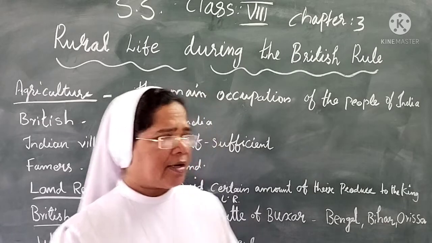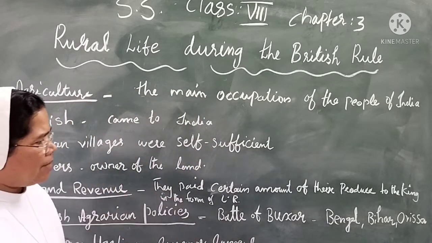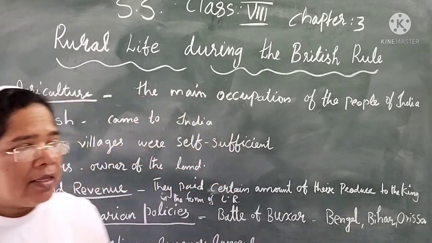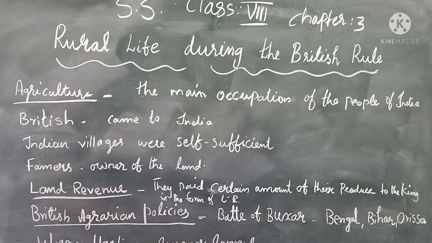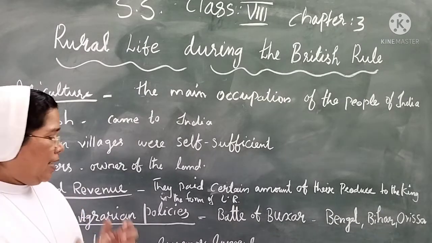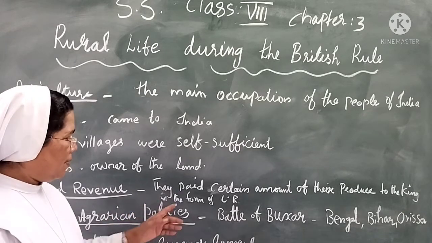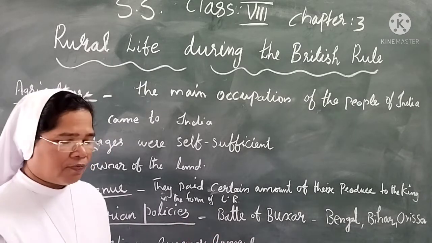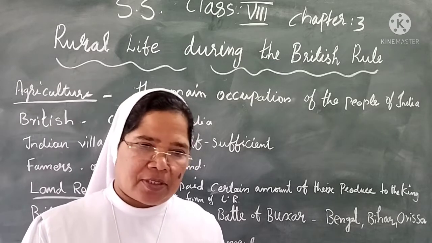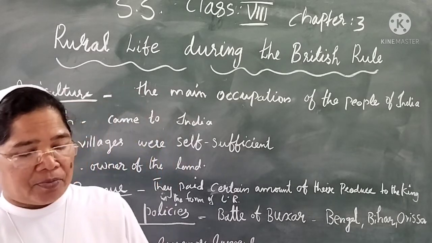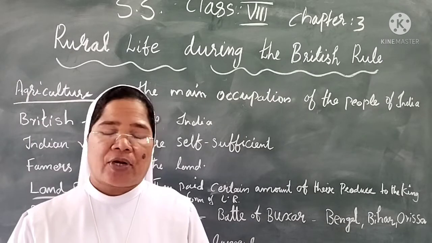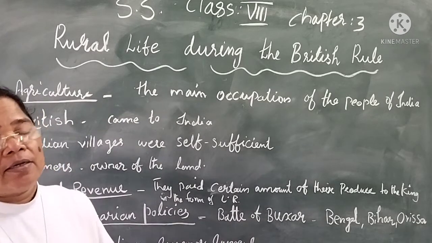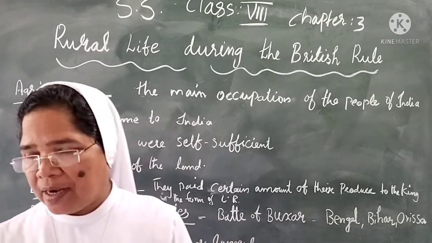They paid a certain amount of produce to the king in the form of land revenue. What is land revenue? Land revenue is the certain amount of produce people pay to the king. Sometimes the king reduced the land revenue because of lack of rain or natural calamities.